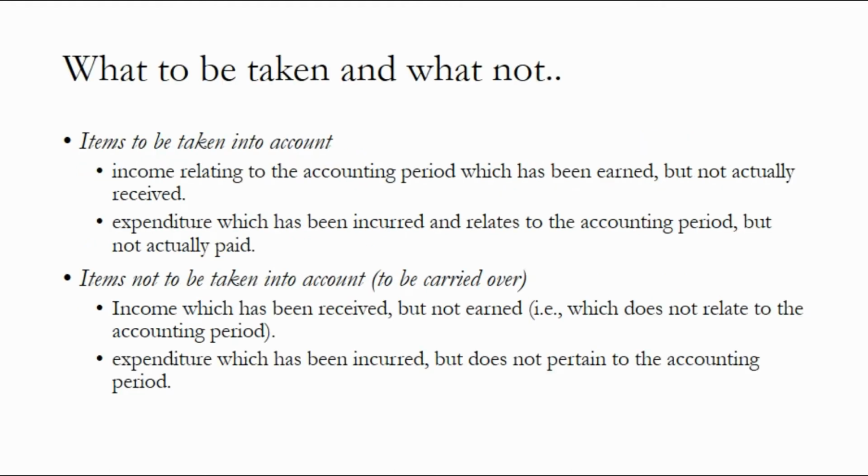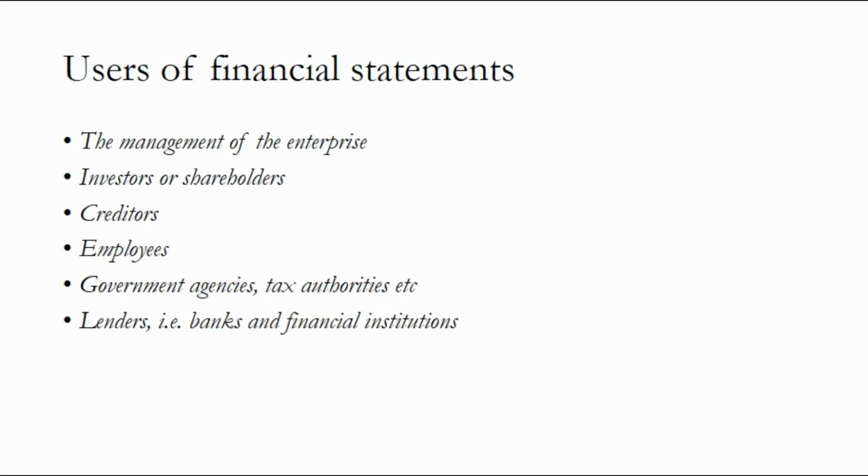Now, what to be taken and what not? Items to be taken into account: income relating to the accounting period which has been earned but not actually received, and expenditure which has been incurred and relates to the accounting period but not actually paid. Items not to be taken into account: income which has been received but not earned, that is, which does not relate to the accounting period, and expenditure which has been incurred but does not pertain to the accounting period.